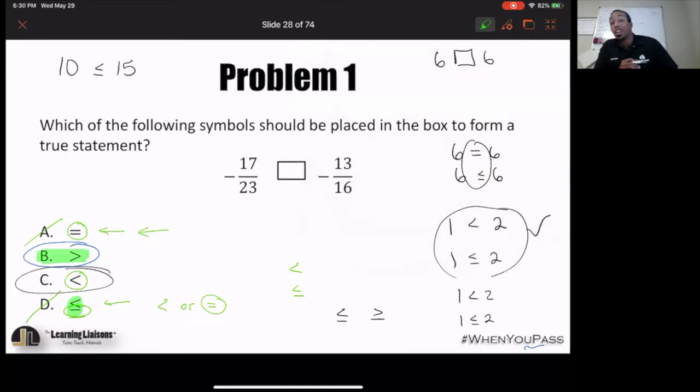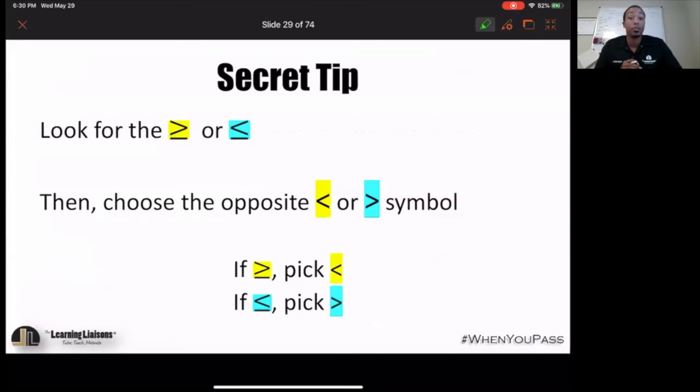If it's pointing to greater than or equal to, the answer is less than. That's the secret. There it is. We're going to go through three or four more problems like this, but I'm going to show you the secret. I want you all to go ahead and take a picture of this.